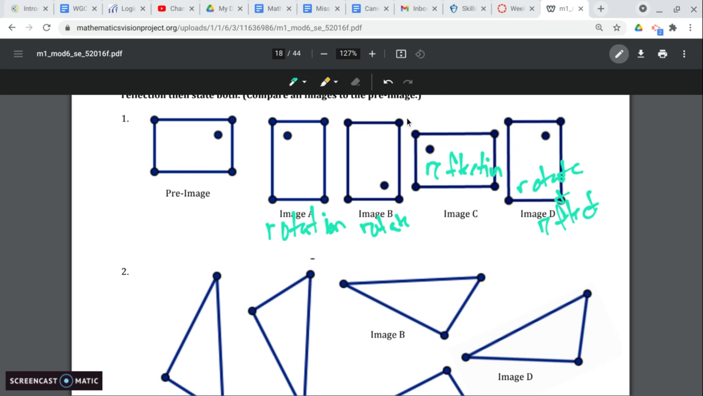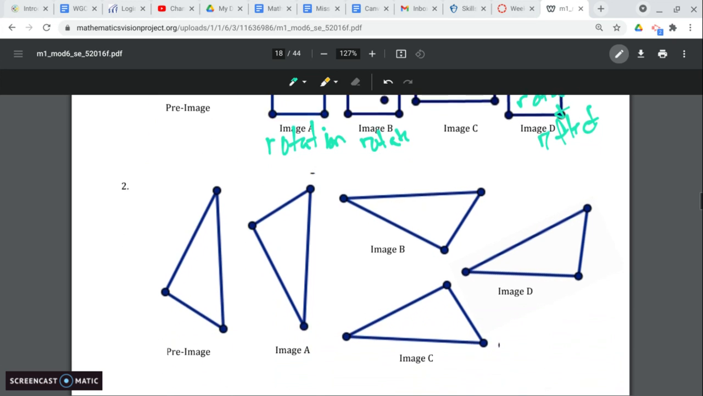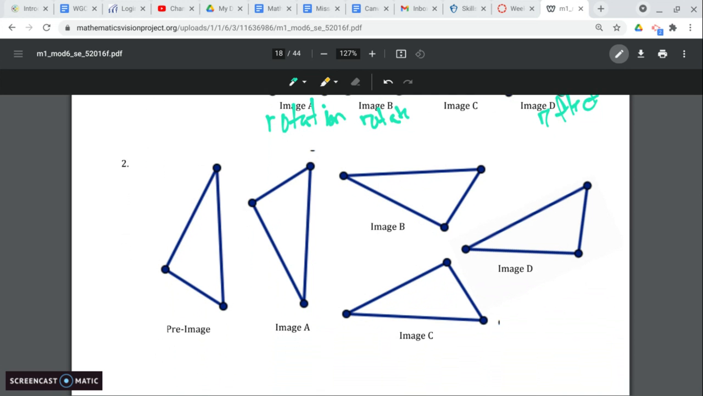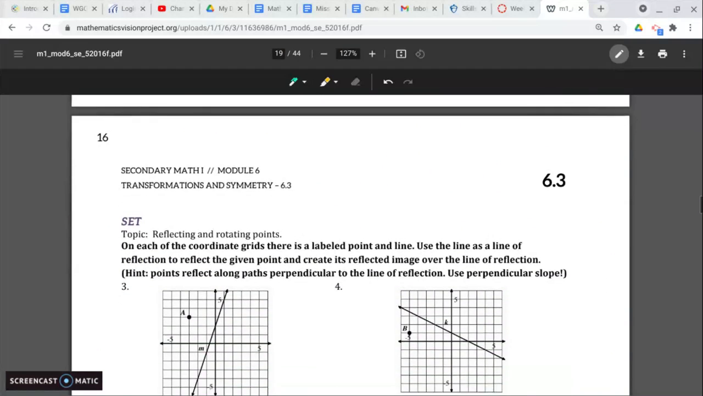when you do. You're just comparing. How did I get from this to A? From pre-image to B? From pre-image to C? From pre-image to D? And these are all what's known as rigid transformations. So rotating, reflecting, translating, these are all rigid motion transformations. And rigid is your key word for this lesson.